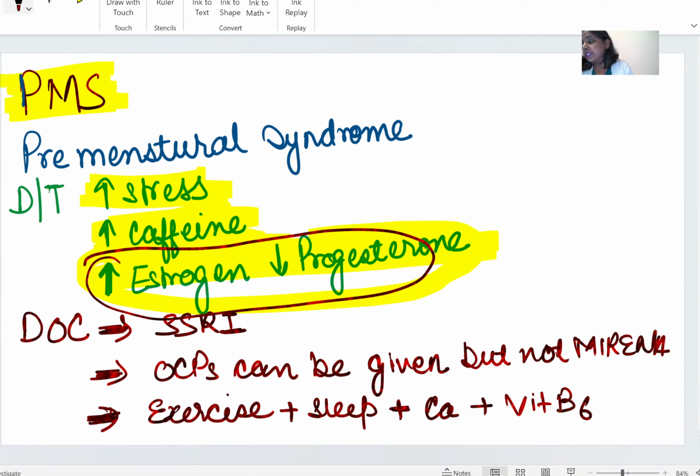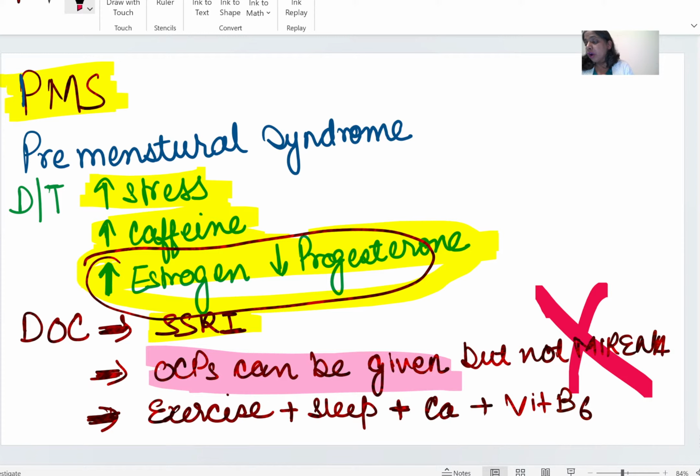What is the drug of choice in premenstrual syndrome? This is a question asked. The drug of choice is SSRI. OCPs can be given, but not Mirena, because what is the hormonal problem? Increased estrogen and decreased progesterone. Both hormonal problems will be corrected by the OCPs, but Mirena will not act. It was a PYQ in other exams: can Mirena be given in PMS? No, it will not solve PMS. OCPs can treat PMS.